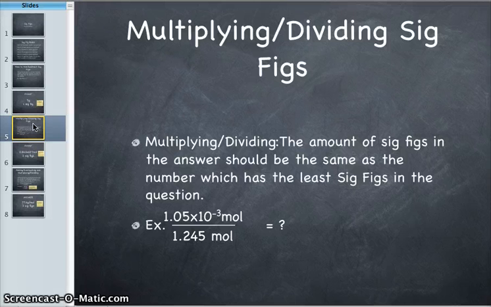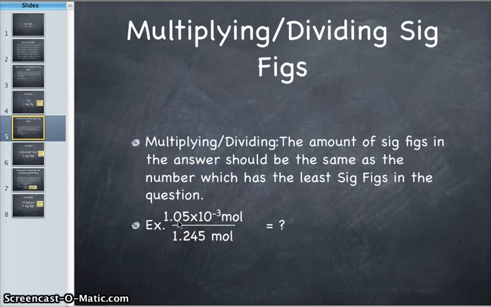You can also multiply and divide sig figs. The amount of sig figs in the answer should be the same as the number which has the least sig figs in the question. For example, 1.05 times 10 to the negative third moles divided by 1.245 moles. So what you would do is 1.05 has 3 sig figs because it's a middle 0, so that counts. And the bottom has 1.245, so that's 4 sig figs because every digit counts besides 0.